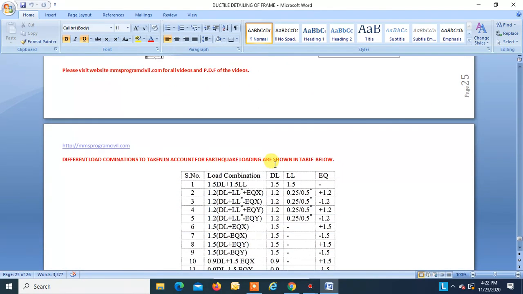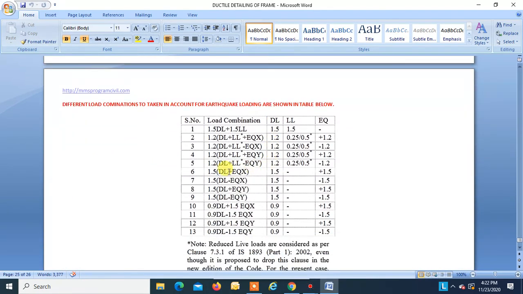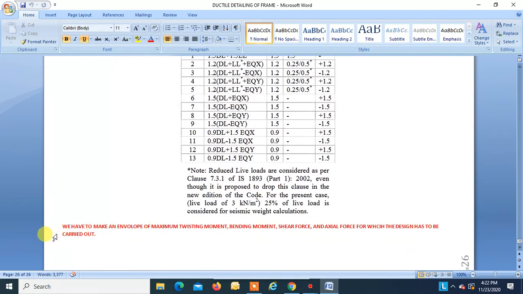Okay, and at present we have just considered this one load combination, but actually we have to consider all the load combinations, and then you have to make an envelope of maximum twisting moment, bending moment, shear force and axial force for which the design has to be carried out.